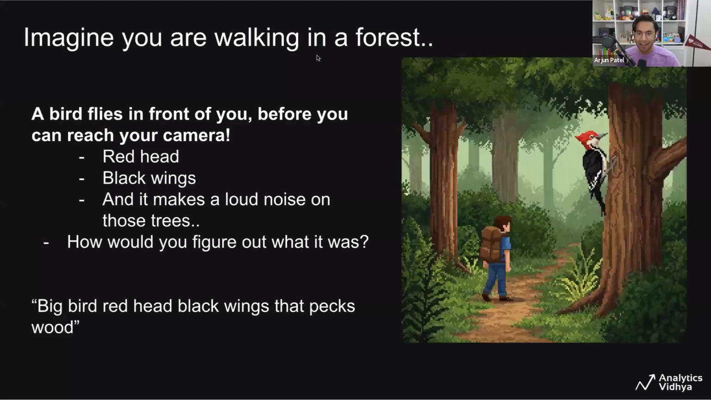Before we get there, I want everyone to think about this story I'm going to tell you. Imagine you're walking in a forest and a bird flutters in front of you, but before you can reach for your camera, it flies away. You know that it had a red head, you know that it had black wings, and it made a really loud noise on some trees nearby. How would you figure out what it was?